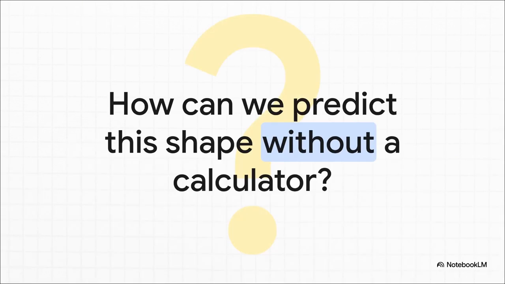I mean, take a look at this thing. It's got all these peaks and valleys. It's crossing the axis all over the place. It looks like total chaos. How in the world are we supposed to know it's going to wiggle in this exact way just by looking at an equation? It feels impossible, I know, but I promise you, it's really not.